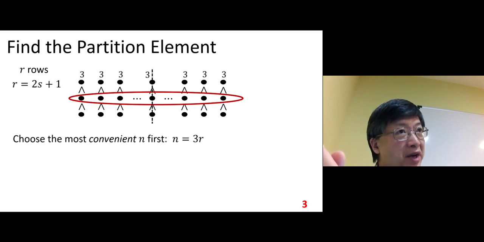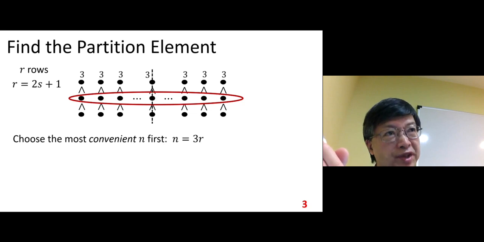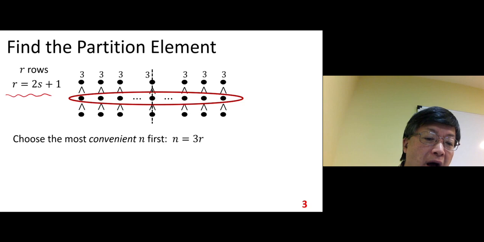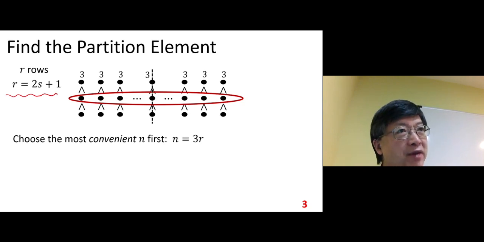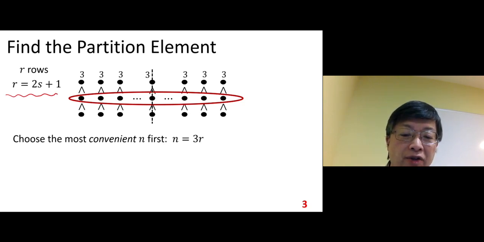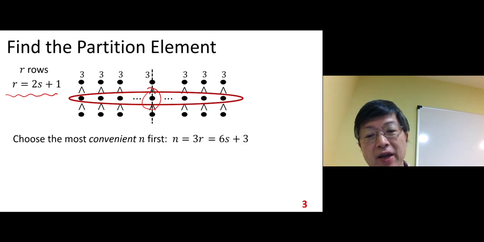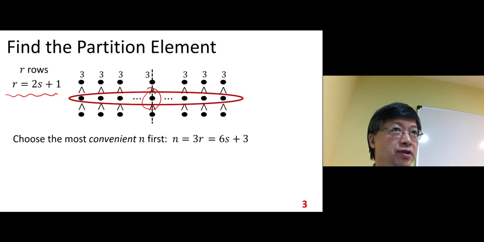For our own convenience in our analysis, we assume this r equals an odd number. Why is this convenient? Because in that way, the median will be the one right in the middle. So that will be easier for our discussion. So let's assume that. Then n equals 6s plus 3.